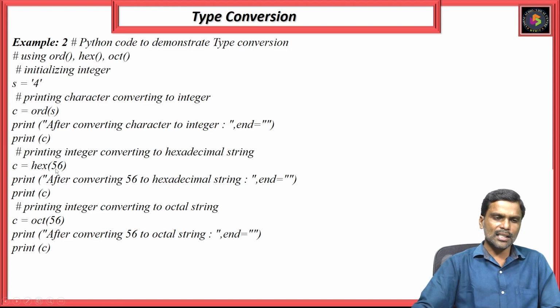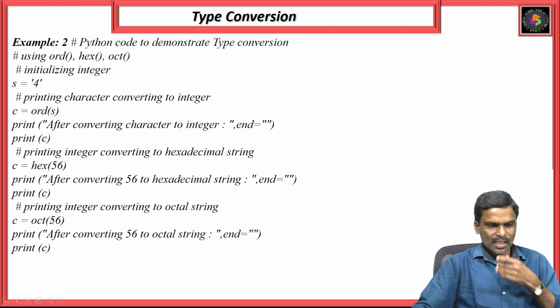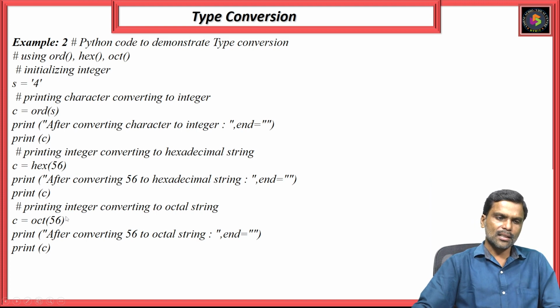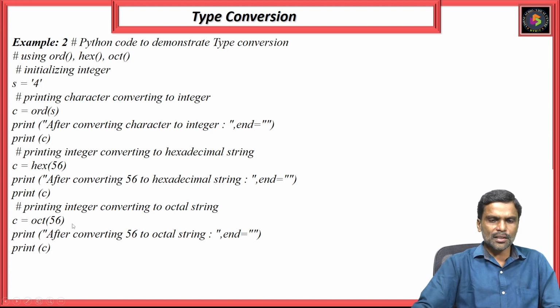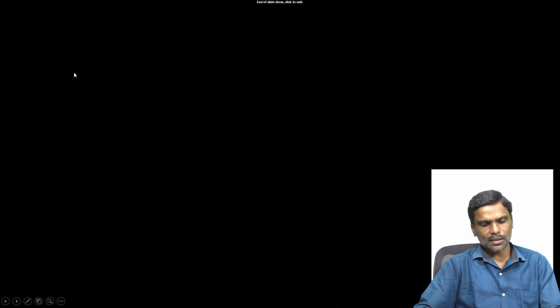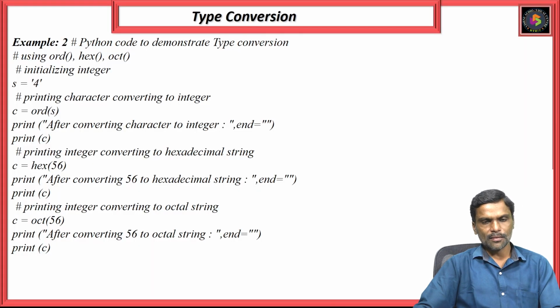Similarly, c is equal to hex(56). So the c value we got will be converted into a hexadecimal number. Then c is equal to oct(56). Again, the c value holds the conversion of 56 to octal. These are the two types of conversion we have seen.